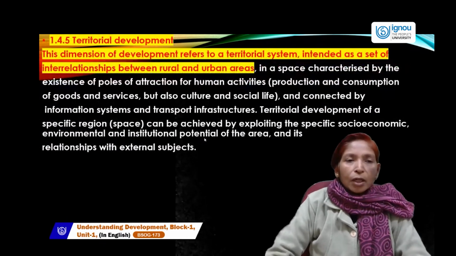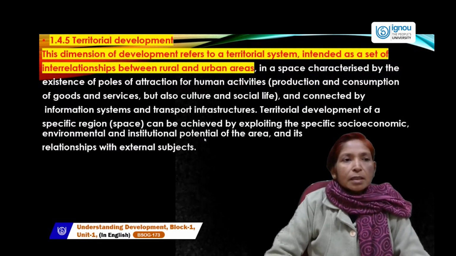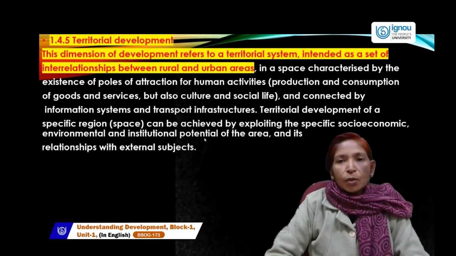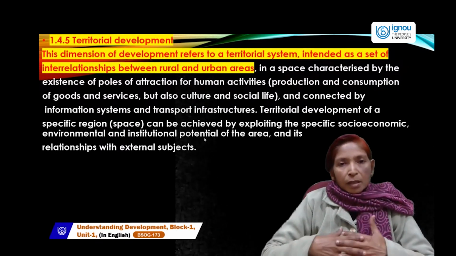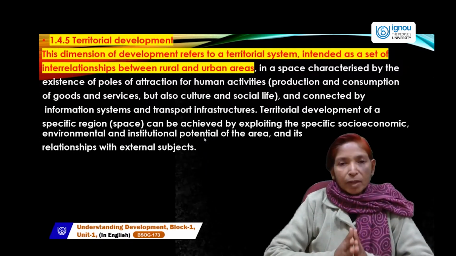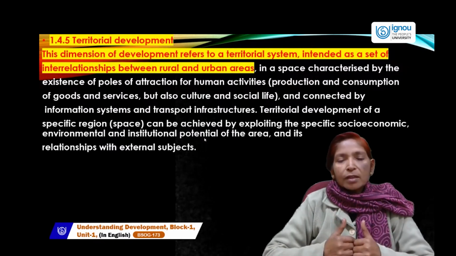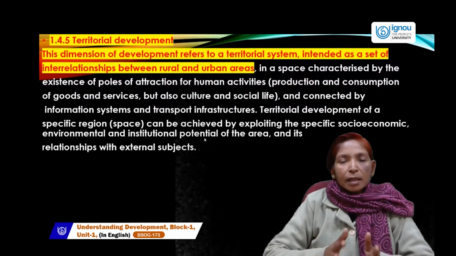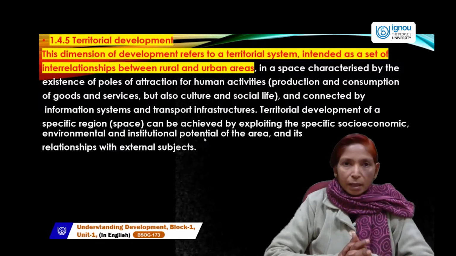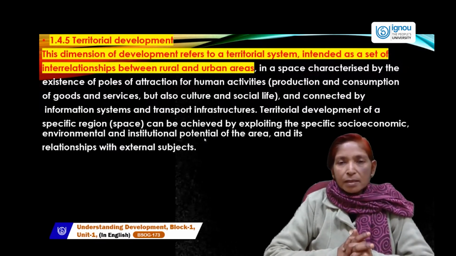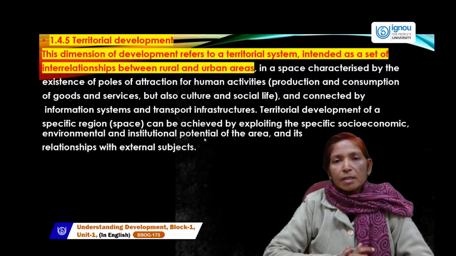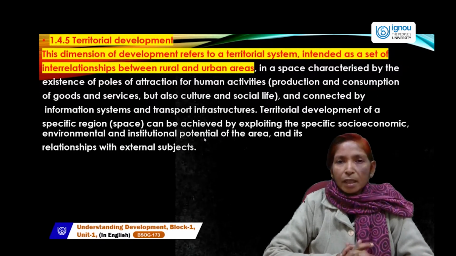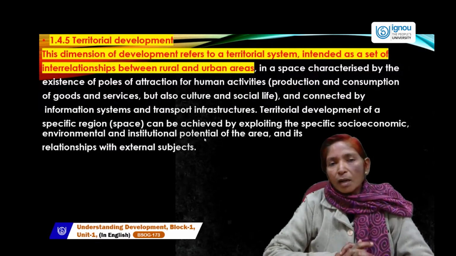Next is territorial development. This dimension of development refers to a territorial system intended as a set of interrelationships between rural areas and urban areas. In some countries, there is no gap between rural and urban areas. Most of the country's people are living in urban areas and fewer are living in rural areas. But in India, territorial development is less. That's why in India at present, near about 70% of the country's people are still living in rural areas. Only 30% of people are living in urban areas.